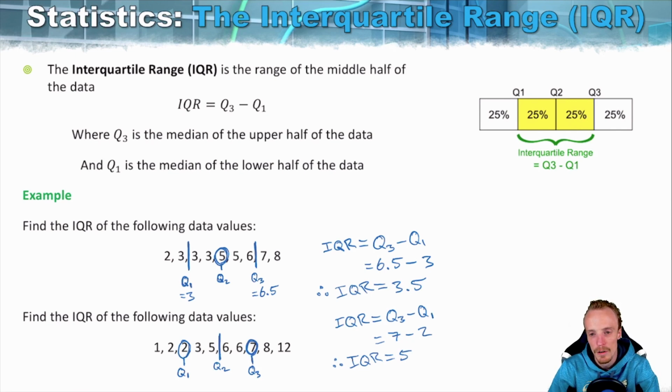Something we can automatically see when we're looking at these two data sets is that the middle 50% of the data in the bottom was actually more spread out than the middle 50% of the data up the top here. And depending on the context, there might be some reasonable conclusions you can draw from that data.